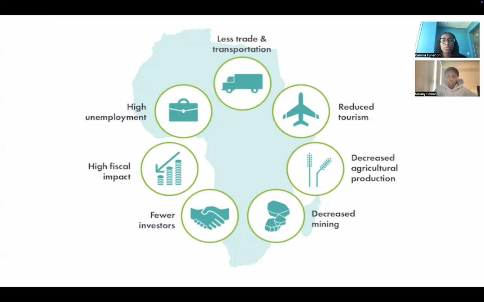Less trade and transportation means that less food gets to the people who need it and to the stores, for people to buy it. Reduced tourism: sometimes tourism can be a high fiscal revenue for some countries. Decreased agricultural production: once again, people who need the food can't get the food, which probably would exacerbate the virus outbreak. Decreased mining, so the natural resources of the nation would just be sitting there and they won't be able to use them in the way that they need to.